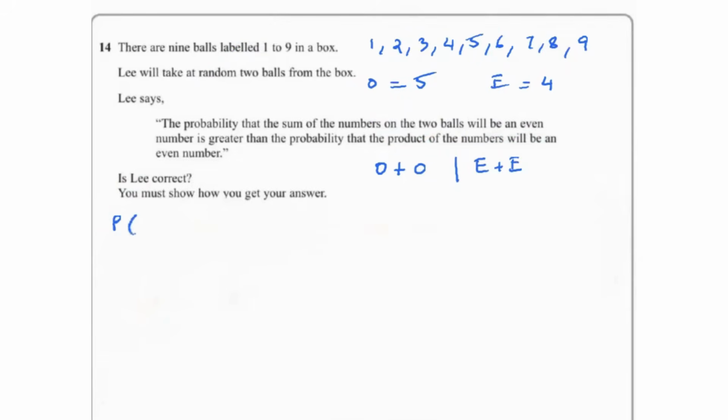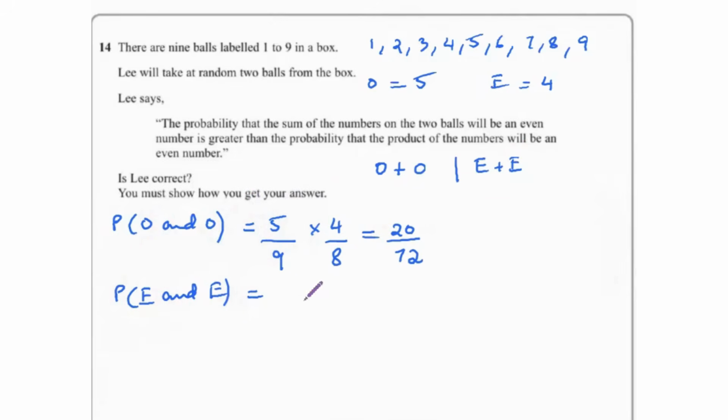So the probability of getting an odd and odd would be 5 out of the total 9 numbers. Now since one odd number is taken, there are 4 odd numbers now, and total numbers are 8, so 4 out of 8. So that's going to be 20/72. That is the probability of getting an odd and odd when we're adding. Then if we're trying to make an even number through the sum, we can add two even numbers. So the probability of getting an even and even is 4 out of 9 times 3 out of 8. So that's 12 out of 72.